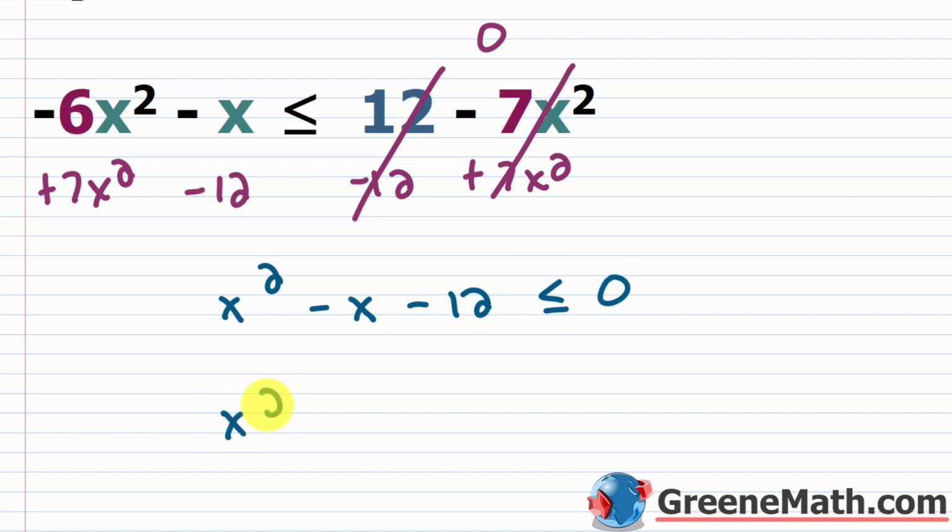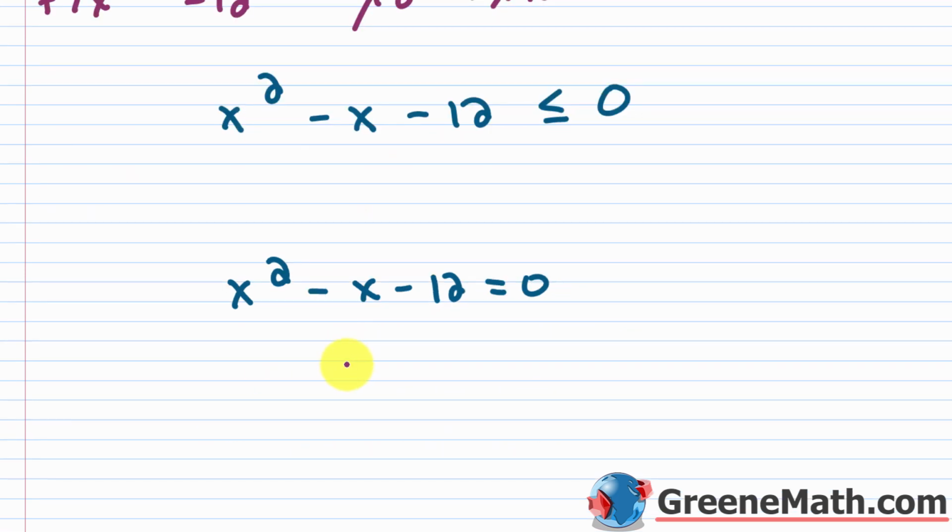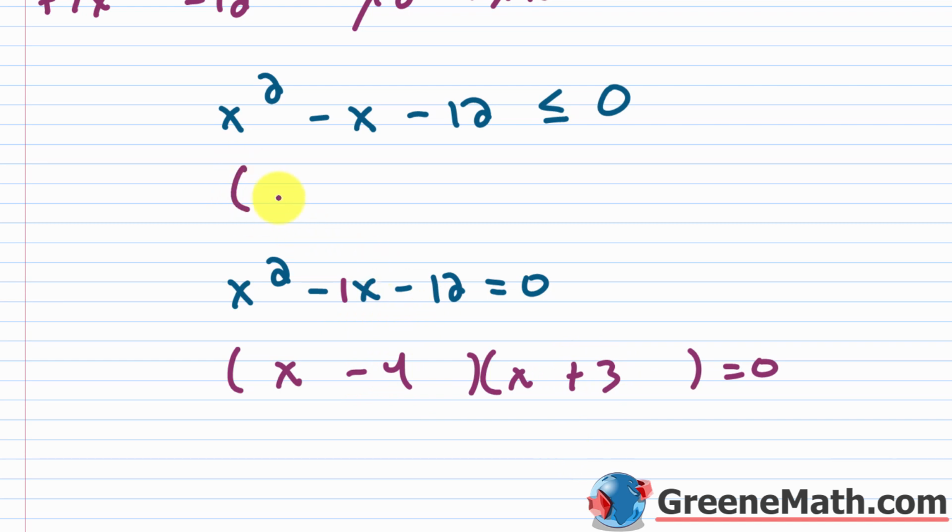So let's write this as x squared minus x minus 12 is equal to 0. And so from here, I'm going to factor this as x and then x. We know two integers that sum to -1 and have a product of -12 would be -4 and +3. So x minus 4, that quantity times the quantity x plus 3. Let's put this as less than or equal to 0.